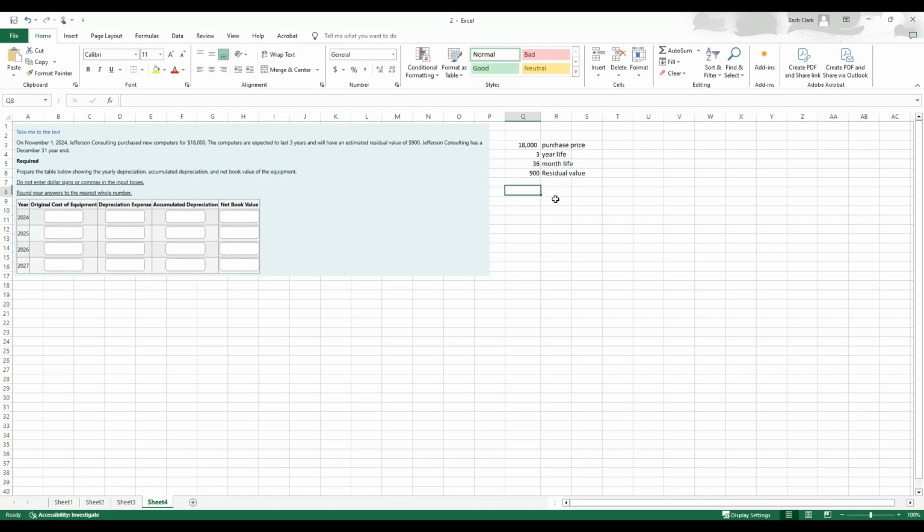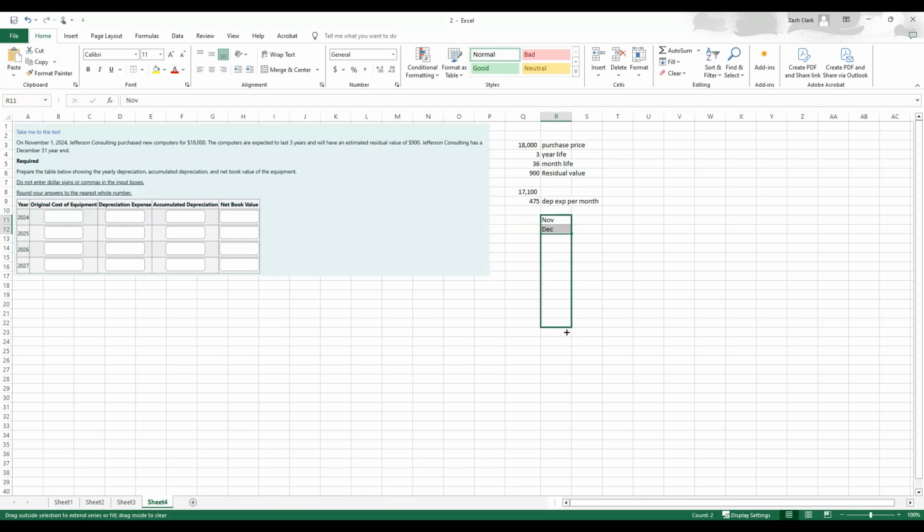So to get our monthly depreciation, we're going to take our purchase price minus our residual value to get 17,100, and then divide it by the 36-month life to get our depreciation expense per month. Okay? And then it tells us that we bought these on November 1st of 2024.